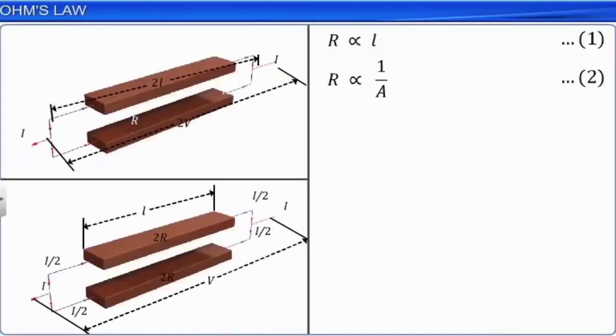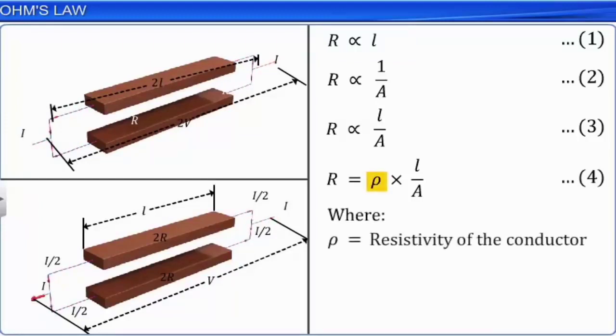Combining equations 1 and 2, we can write resistance R is proportional to L by A. Let this be equation 3. Replacing the proportionality sign with equality, we can write equation 3 as R is equal to rho into L by A. Let this be equation 4, where rho is the constant of proportionality, which depends on the material of the conductor and is called resistivity.